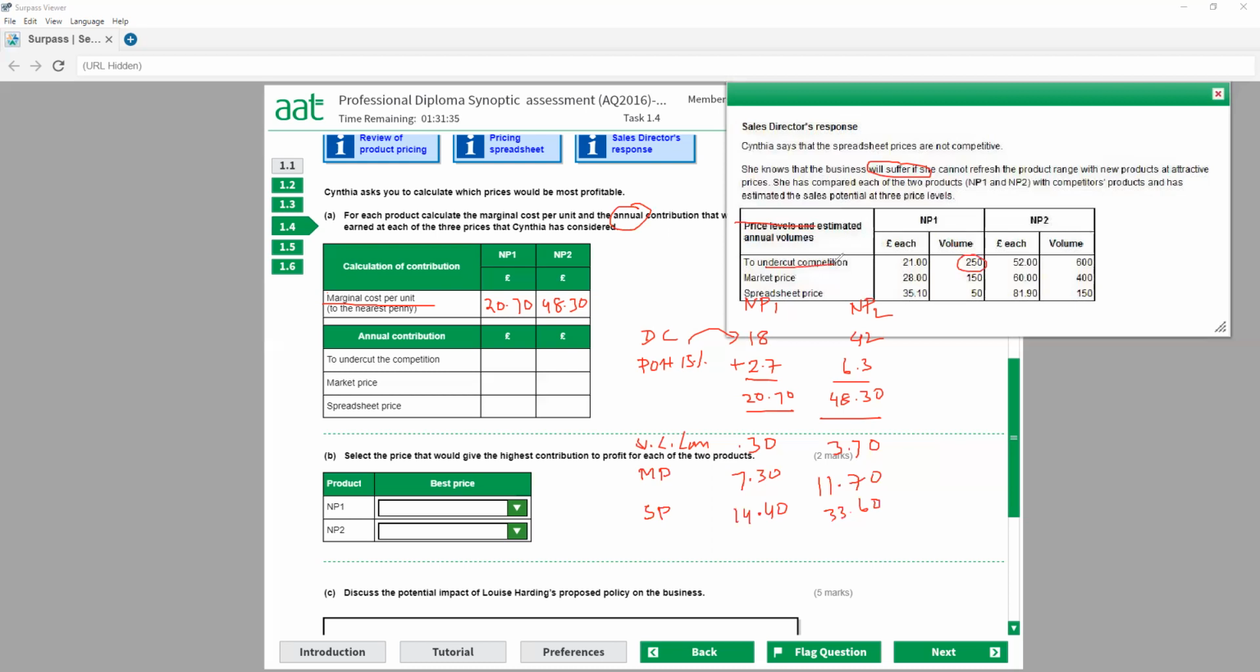So I said 0.30 times 250, that gives me 75. So 75 will be my contribution if I go for the undercut. So I'm going to say 75.